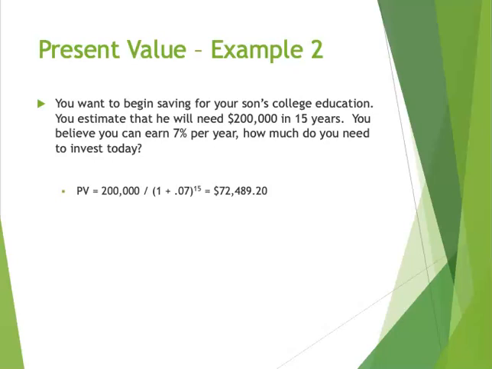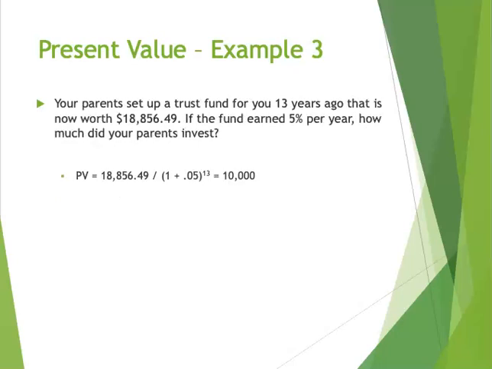So if you were to look at it from the present value formula, we would do present value equals future value. So that's $200,000 divided by 1 plus r to the power t. So it's 1 plus 0.07 to the power 15. Which will give us $72,489 and 20 cents. So basically, we need to invest this amount right now for 15 years at a 7% interest rate for it to grow to $200,000 in 15 years.